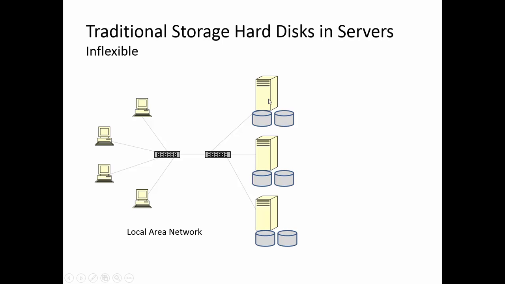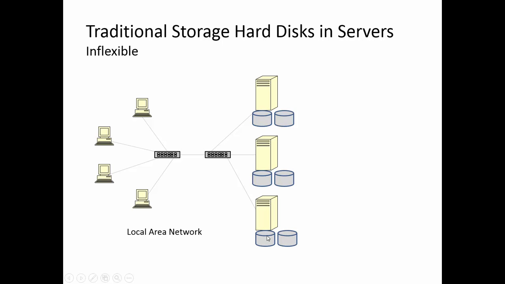Now, what if I want 3 hard disks in the first server, and I only want 1 hard disk in the second server, and I only need half of a hard disk in the third server? It would be a lot of trouble to turn off all of these servers and start moving disks around, and I really can't cut a disk in half.